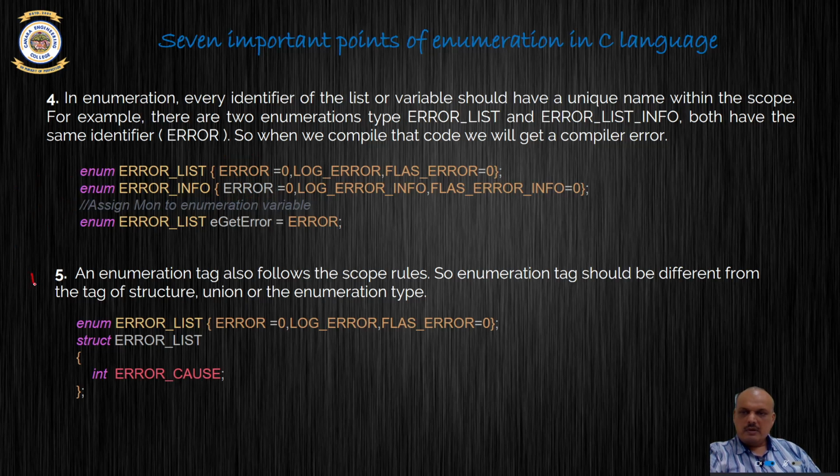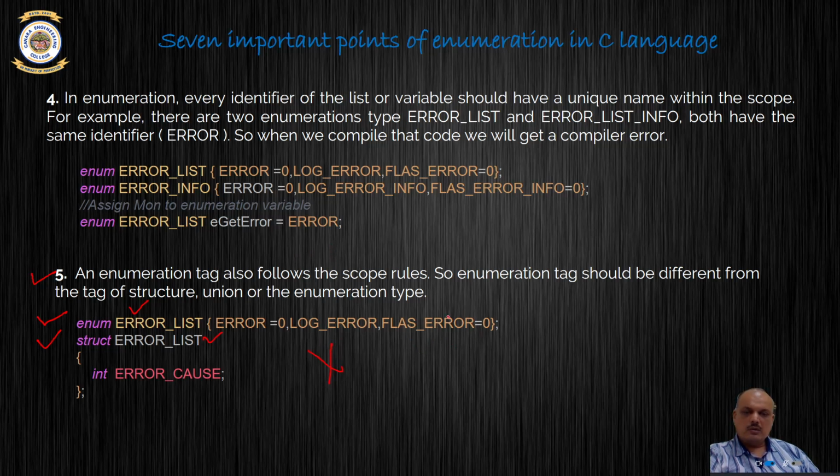Fine. Rule number 5, an enumerator tag also follows the scope rule, and the tag should be different from that of another data structure. We know that the enumerator is a user defined data type. So in this code I have two data types. One is of type enum, the other data type is of type struct, and both these data types have the same name, that is error list. So this is not permitted, it causes an error.